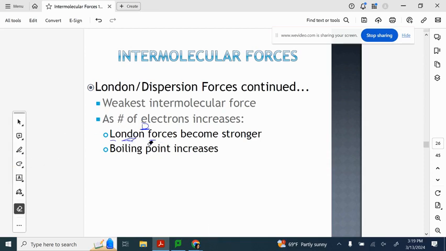So my London dispersion forces are going to become greater as my number of electrons increases. My boiling point is also going to increase. What else will increase? Melting point. Yes, very good. All of those things will increase. So as my number of electrons increases, my LDF increases, my boiling point increases, and my melting point will also increase.